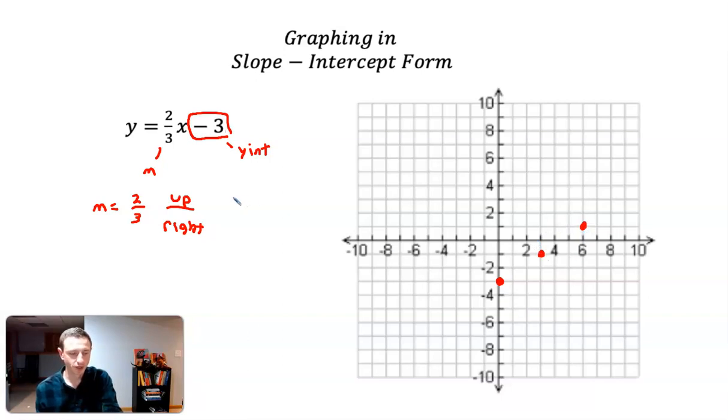What's the opposite of going up and right? That is down and left. I'm just going to rewrite that in a different color. Down and left. So this is our starting point. So we're going to go down 2, 1, 2, to the left 3, 1, 2, 3. Down 2, to the left 3.